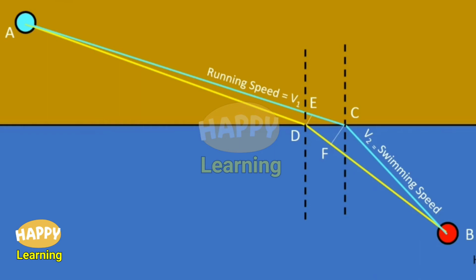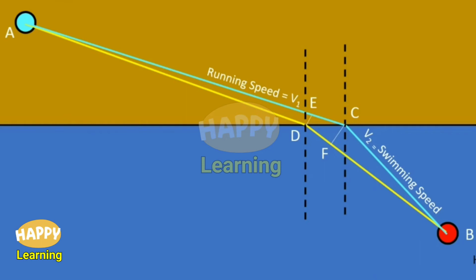In one path, he has to run more distance through land, EC is the extra distance. On the other hand, in the second path, he has to swim an extra distance DF in water. So the time taken for covering EC on land should be exactly equal to the time taken to swim from D to F on water.